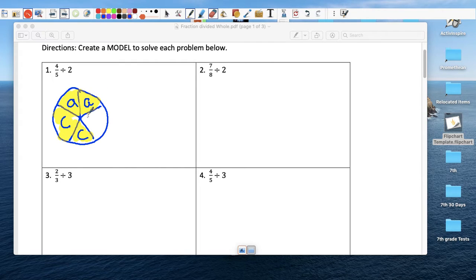Armir got 2, Camila got 2. So how much did Armir get? He got 2 out of how many? 5. And how much did Camila get? She also got 2 out of 5. So the answer is 2/5.